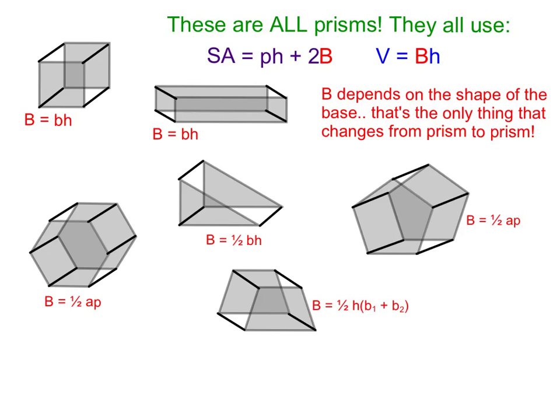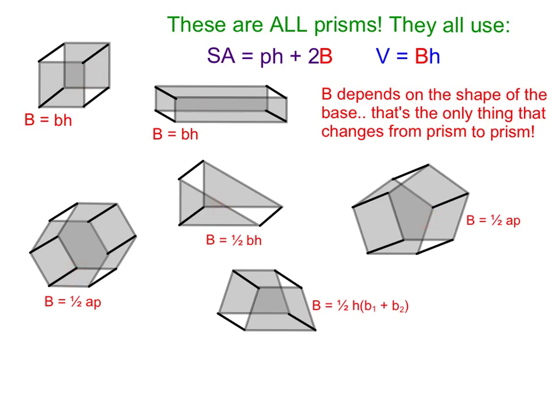If you have any sort of prism, that means any shape that has two congruent parallel bases, like any of these examples here, any one of them, you are going to use the formulas listed on your reference sheet under rectangular prism. SA equals PH plus 2B, surface area equals perimeter of the base times height plus 2 times the area of your base, and V equals BH, volume equals area of your base times height. These two formulas are golden for any of these problems.